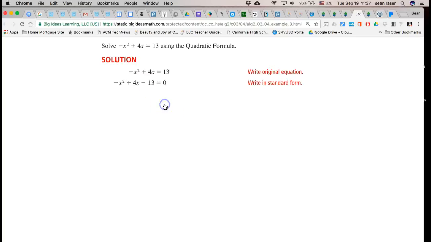So now we take our terms and we plug them into our quadratic equation. So again, b is 4, a is negative 1, and c is negative 13. Now again, look at all these negative signs right here. This can be confusing if you're not using parentheses to keep track of everything. So you want to make sure that you don't lose track of these and make a mistake.